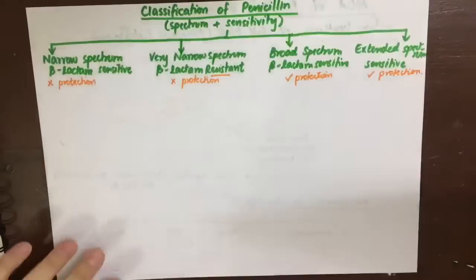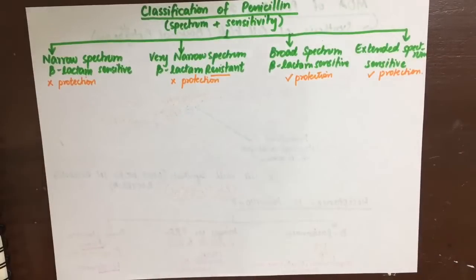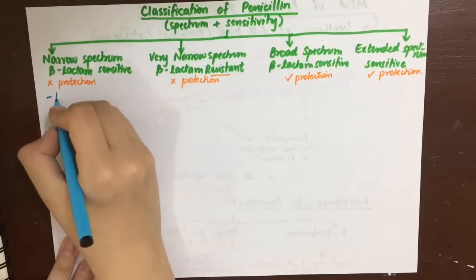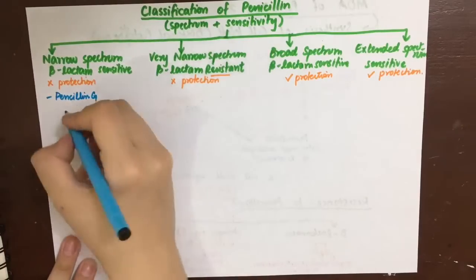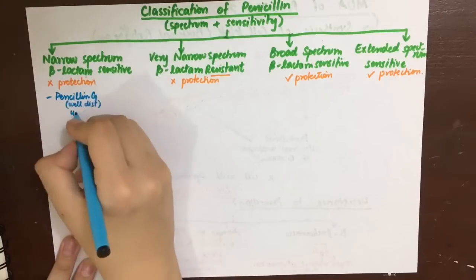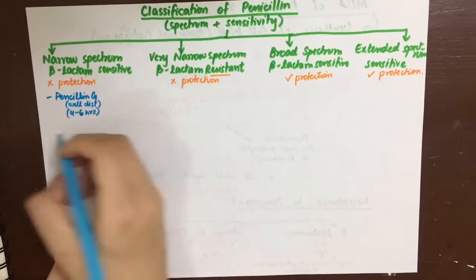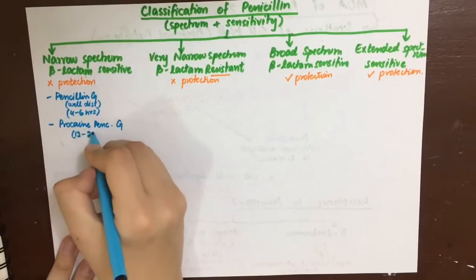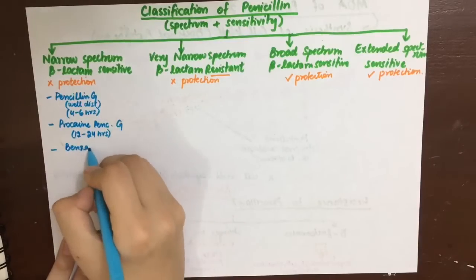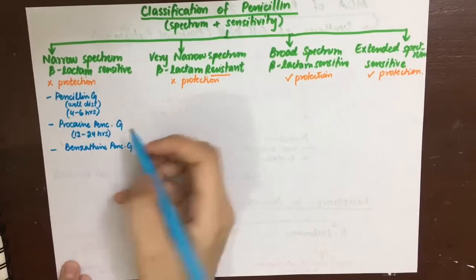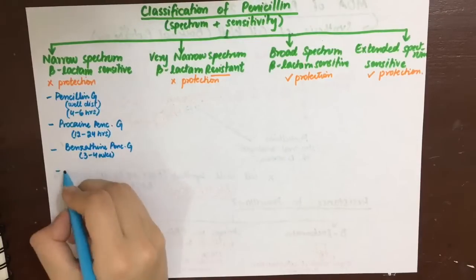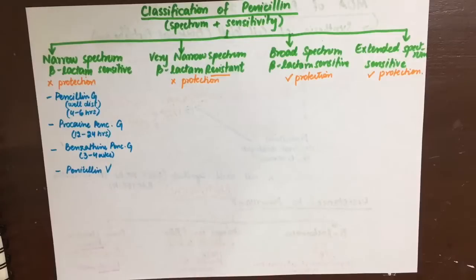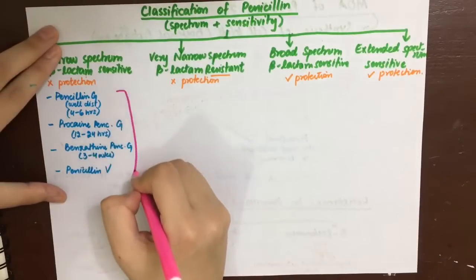Coming back to the classification of penicillins, the first narrow spectrum beta-lactamase sensitive antibiotic is penicillin G. It is well distributed all over the body but has poor blood-brain barrier penetration. But in cases of meningitis, when the blood-brain barrier permeability is increased due to inflammation, then it can cross it, and its duration of action is about 4 to 6 hours. Next is procaine penicillin G with a duration of action of 12 to 24 hours. Next is benzathine penicillin G with a duration of action of about 3 to 4 weeks. And lastly, we have penicillin V, also known as phenoxymethylpenicillin.